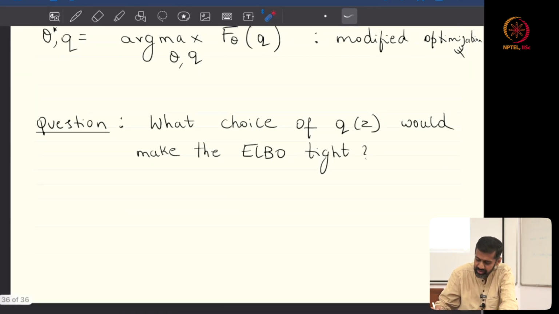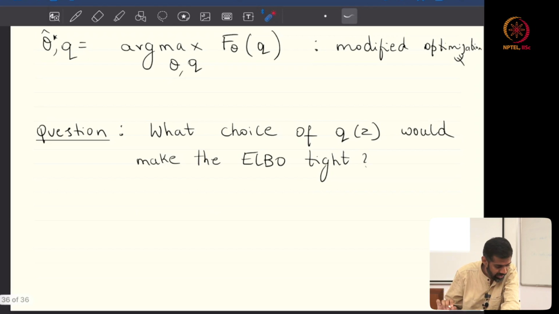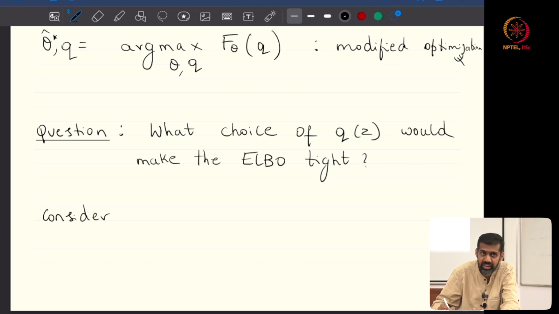Okay, so let us look at this. What choice of QZ would make the elbow tight? So let us consider the difference between, I just mentioned that the maximum value of the elbow is L theta. So let us look at what is that gap that I mentioned. So consider this L theta minus F theta of Q.